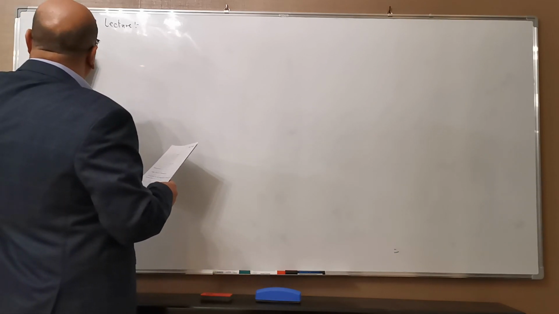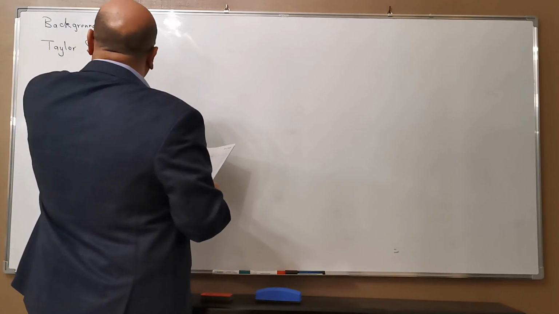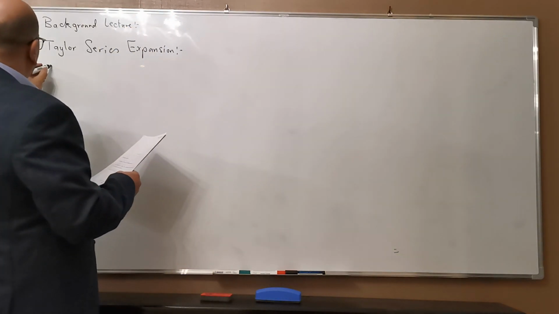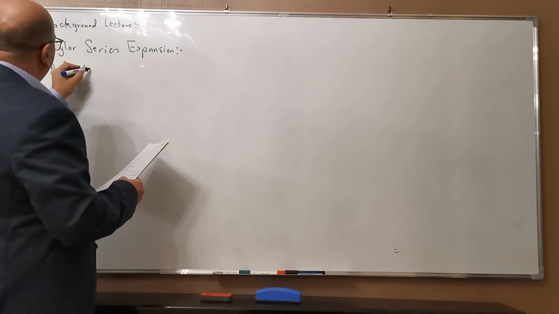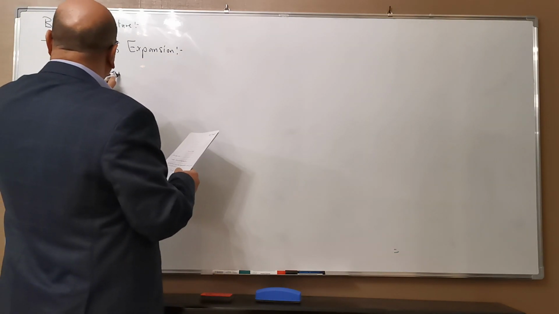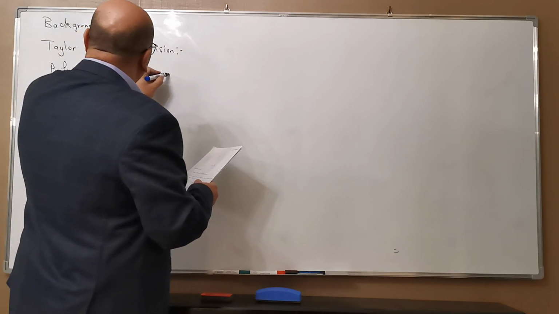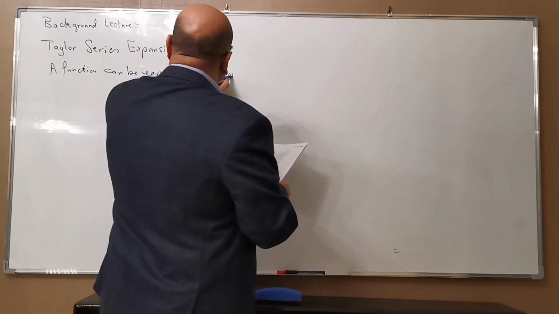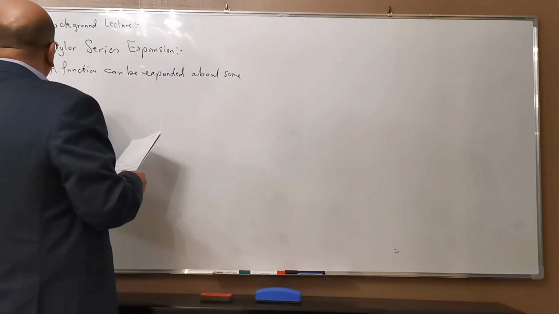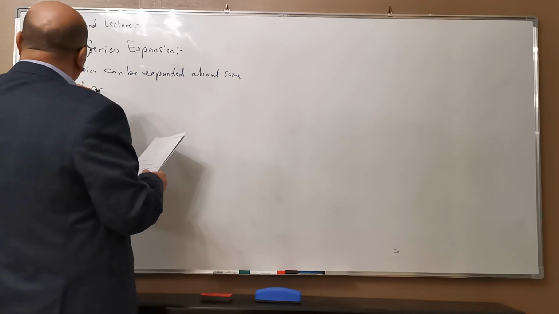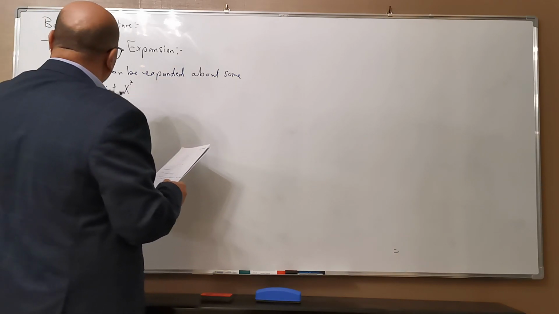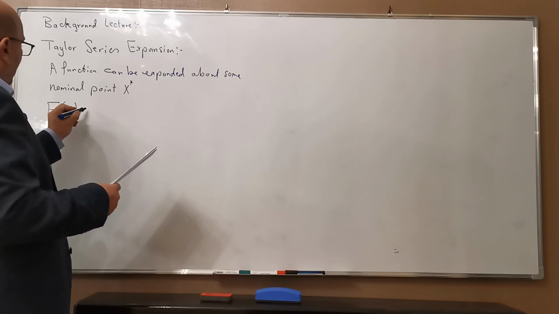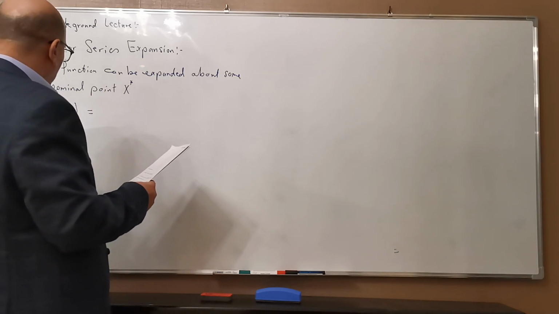Taylor series expansion. Okay. أي function, a function can be expanded about some nominal point x star. So f of x is our function, and we need to use the Taylor series expansion to represent it.